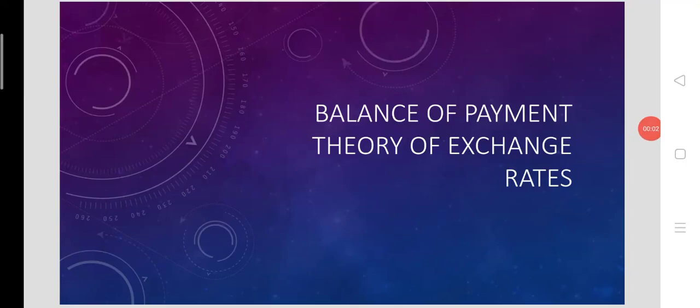Today we have the balance of payment theory of exchange rate determination. It explains how the exchange rate is determined under the flexible exchange rate system. Previously we have studied the mint parity theory of exchange rate determination and the purchasing power parity theory of exchange rate determination.